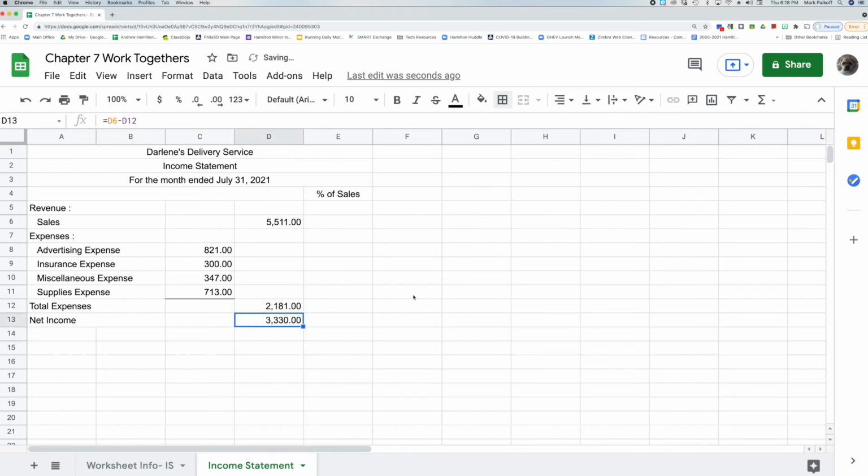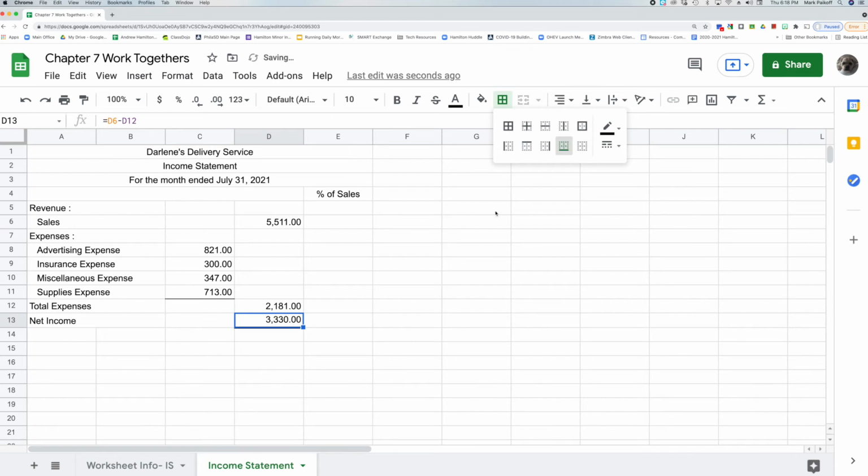The next thing that we're going to do is draw a double line rule here. And a double line rule here means that the work is finished, that it's been checked for accuracy, and is considered complete.